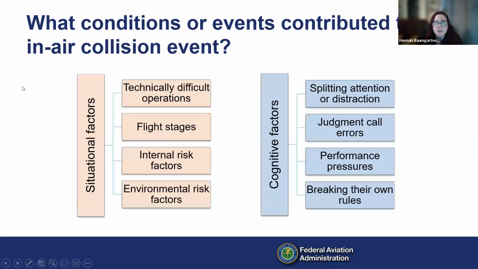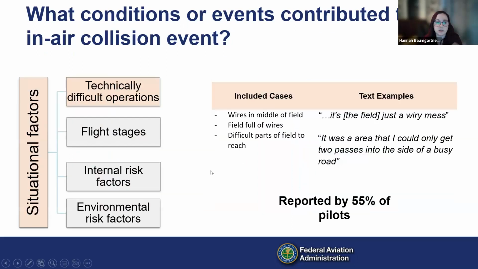Now, when I asked what conditions or events contributed to the in-air collision event, we took all this data, analyzed it quantitatively and qualitatively, and sorted it into groups and themes to make more sense of it. The two large themes that I'm going to talk about are situational factors and cognitive factors. I'll break these down more as we go through them. For situational factors, I want you to think about things that in many cases we are aware of before we even get into the helicopter or the airplane. These are things we might know ahead of time to be risk factors before getting into the flight.